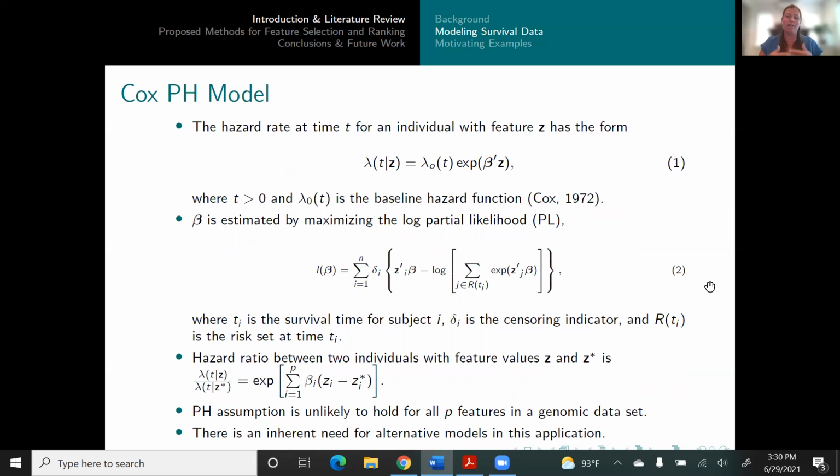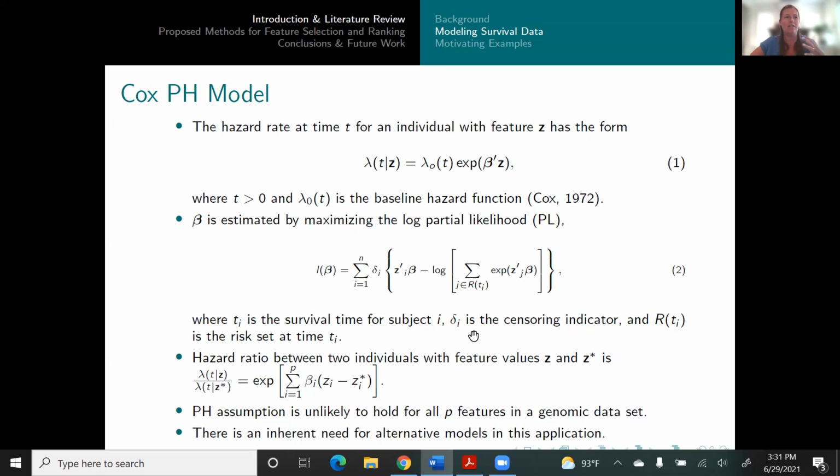So the first thing we want to talk about is how to model survival data. The first model we'll discuss is the Cox proportional hazards model, which is one of the most popular. It has the following hazard rate at time t for an individual with feature Z. You can see the form here. Beta is estimated by maximizing the log partial likelihood. T_i is the survival time for subject i, delta_i is the censoring indicator, and R is the risk set at time t_i.